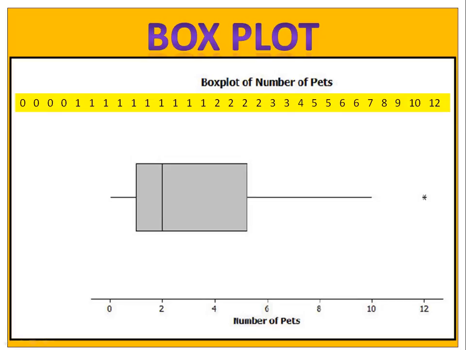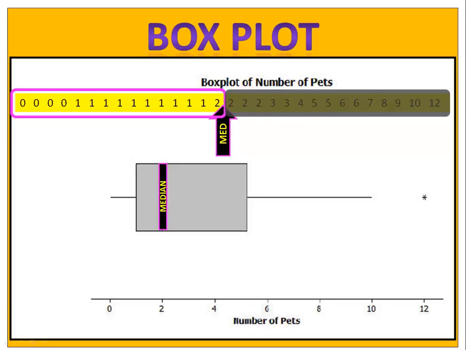We began by looking at that data and finding the median. The median is 2. That median corresponds with the center line in the box. Now let's look at each half of the data. On the left-hand side, we take a look at those values and we find the median. The median is 1. That 1 corresponds with the outside of the box on the box plot.